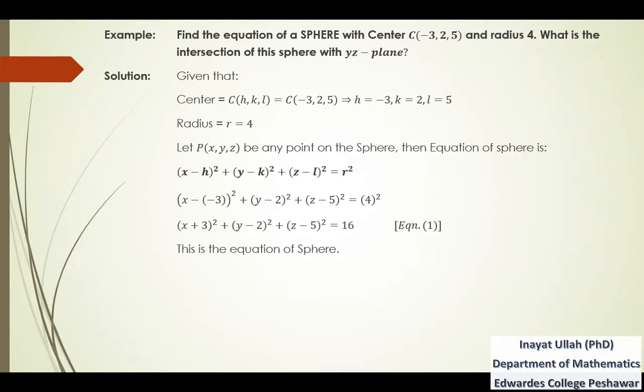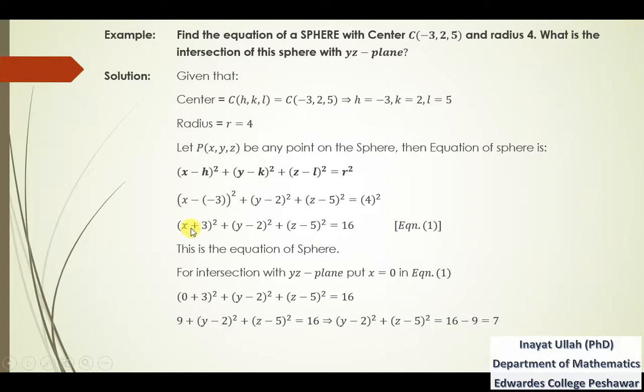What is the intersection of this sphere with the YZ plane? We know that along the YZ plane there is no x, so x is equal to 0. So if we replace x with 0 in the equation of the sphere, we will be able to find the intersection of this sphere with the YZ plane. So for the intersection with the YZ plane, x is equal to 0, so put x equal to 0 in this equation.